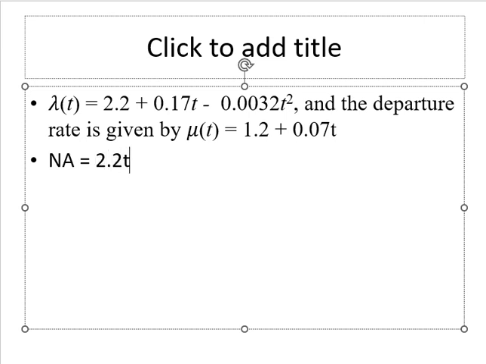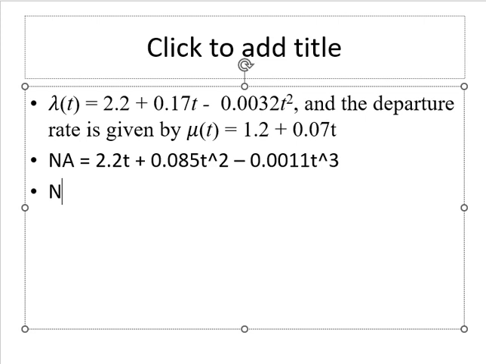To find out the number of vehicles arrived, I will integrate the first equation. So it will be 2.2 t plus 0.17 upon 2, which is 0.085, t square, minus this will be upon 3, so 0.001 something, 0.0007, t to the power 3. So this is our equation for the number of vehicles arrived.